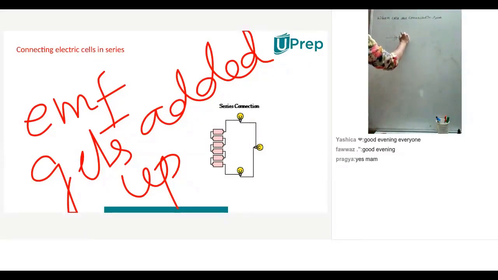See, when cells are connected in series to a bulb, the bulb glows much brighter because the voltage you are supplying is getting added up. EMF gets added up. So you are having more voltage, and more voltage results in more amount of current. So when more amount of current is flowing through the bulb, it will be glowing brighter.